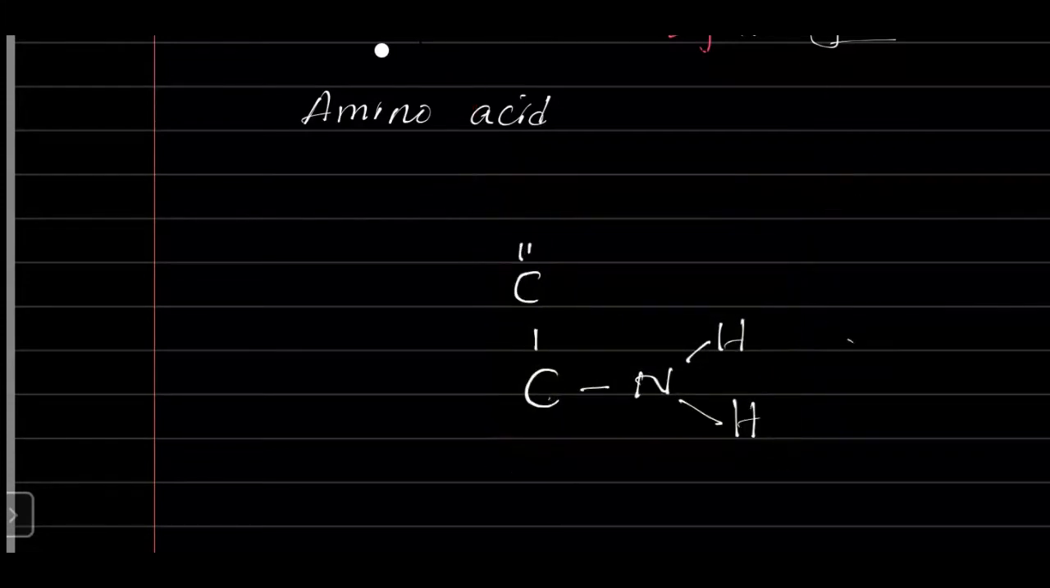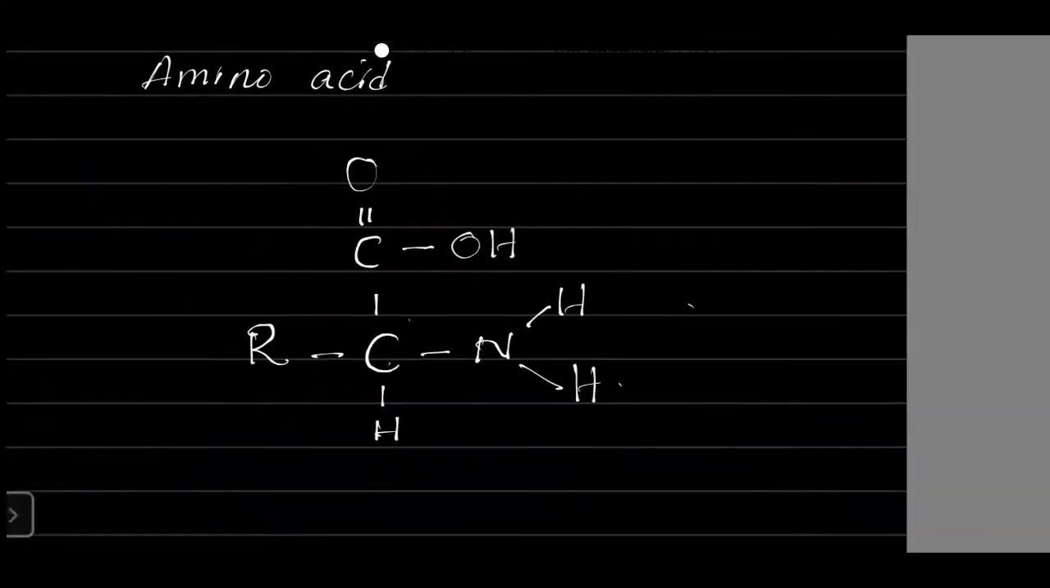Double bond O or H, C double OH. So the center carbon atom, NH2 group, C double OH group here. R group means alkyl group. Here's hydrogen. So we can compress this.